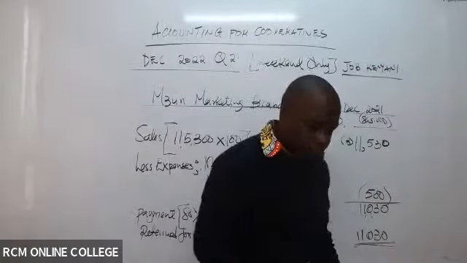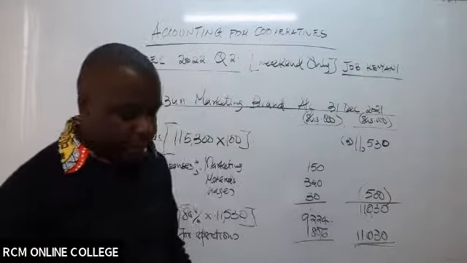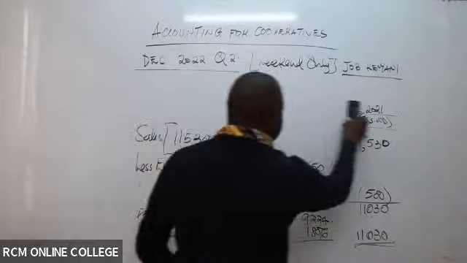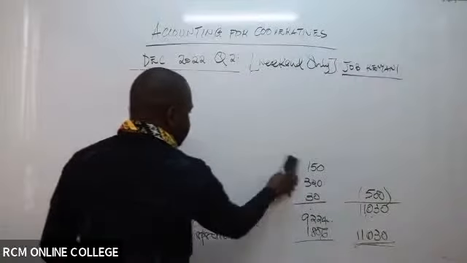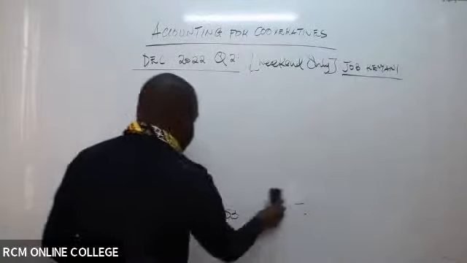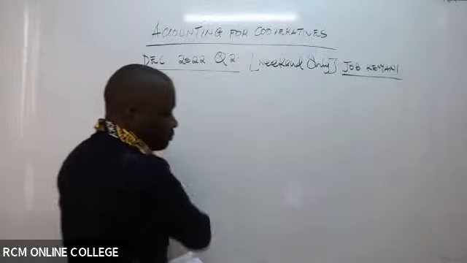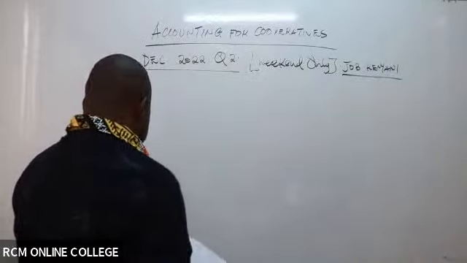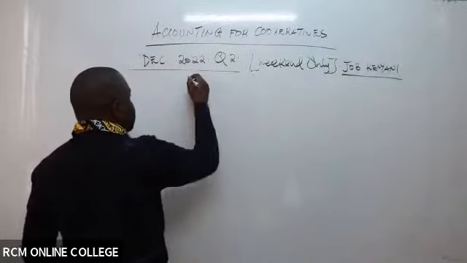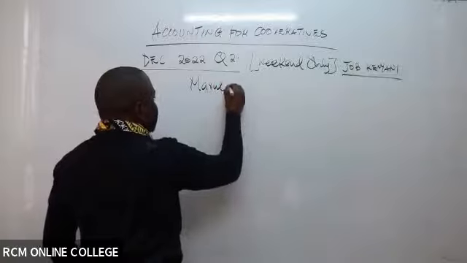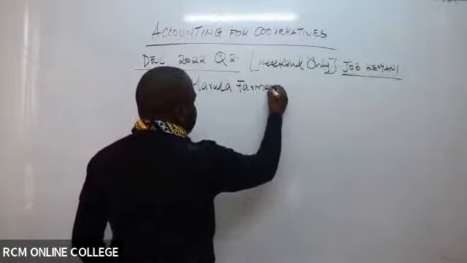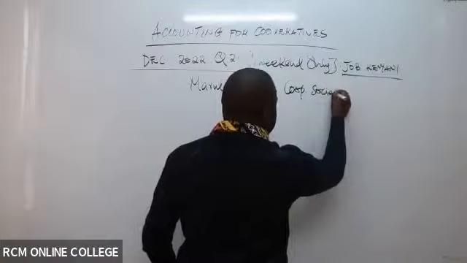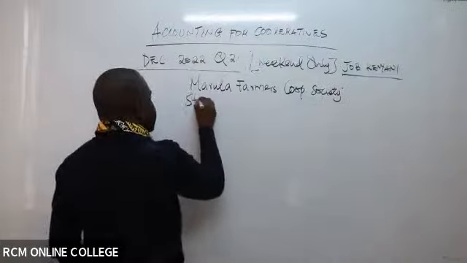Then part C of the same question wanted us to prepare a statement of income. So we can go to the statement of income. So we have in this case the cooperative society statement of income. Marula Farmers cooperative society. Statement of income.